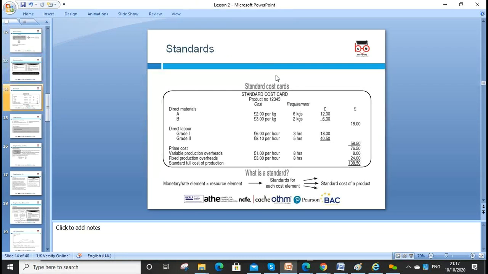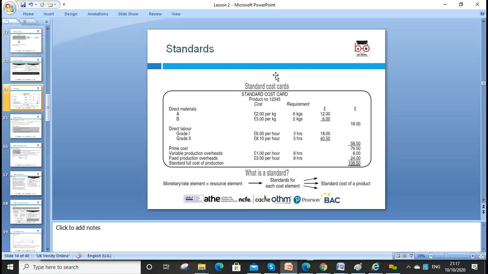Next, standard cost. Standard cost means the cost of one unit. Standard costing always helps to make the budget and decide the price. So think about materials A and B that we have used, measured in kg, which cost us 18 pounds worth of material. For labor we use two types, grade 1 and grade 2 workers, and that costs us 58 pounds worth of labor.